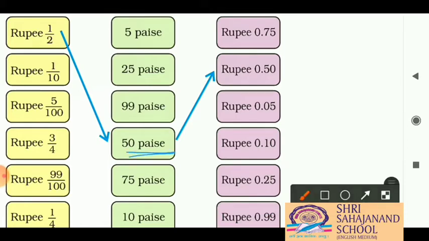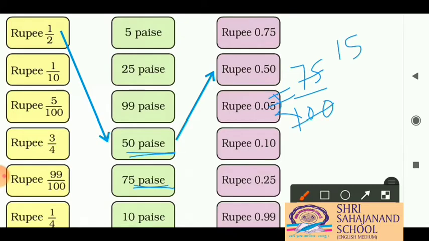Now come to the next, 75 paise. 75 paise means 75 upon 100 rupee. So where do we have 75 upon 100 in the yellow box? Here is nothing, so let's try to find its simplest form. Both numbers are divisible by 5. 5 ones are 5 and 5 fives are 25. It is cancelled.